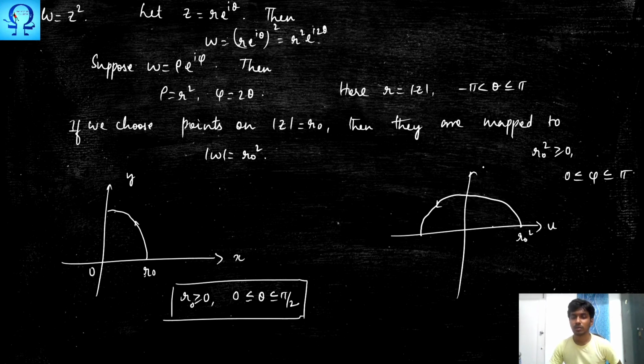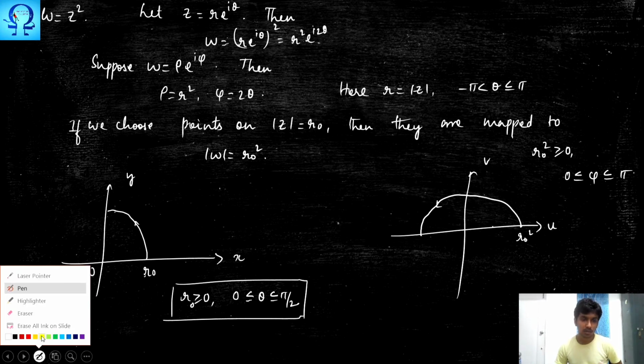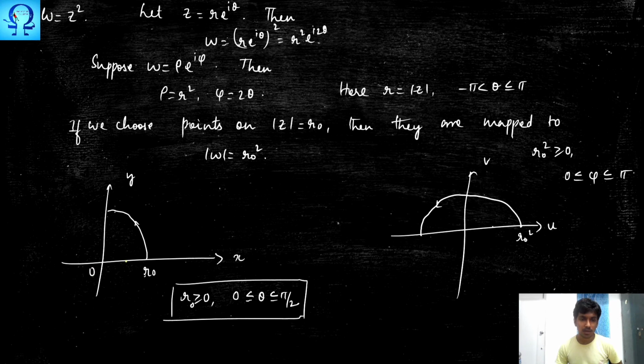Okay, so this is the uv plane and this is the xy plane. That is, if you take points on this quarter circle, this is mapped with the points on this semicircle. And if you take a semicircle here, this will map with an entire circle.